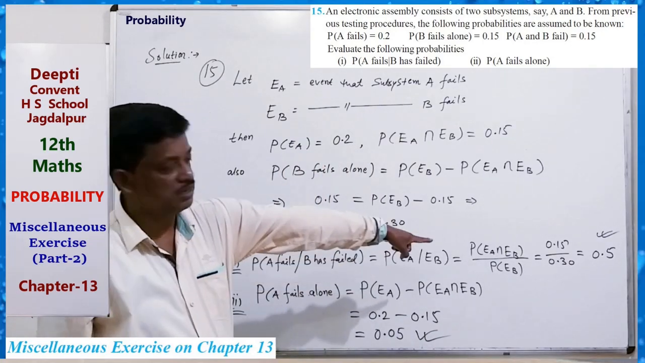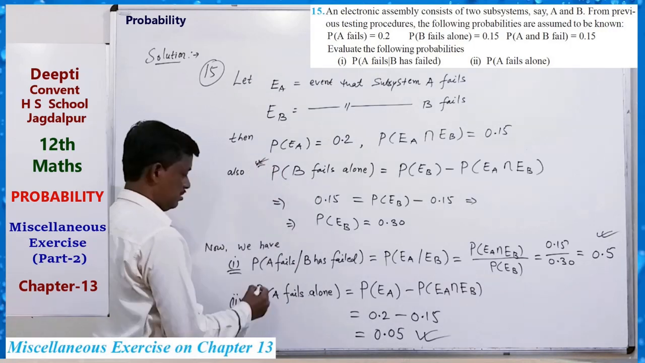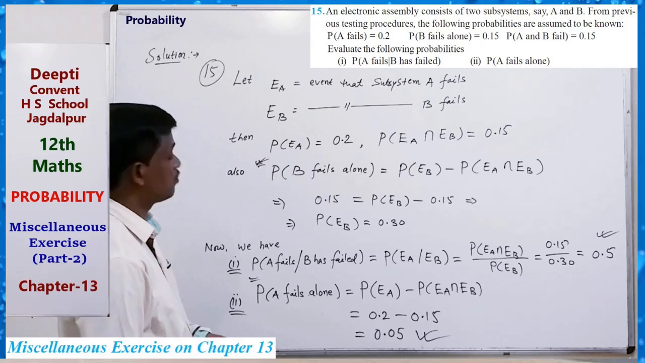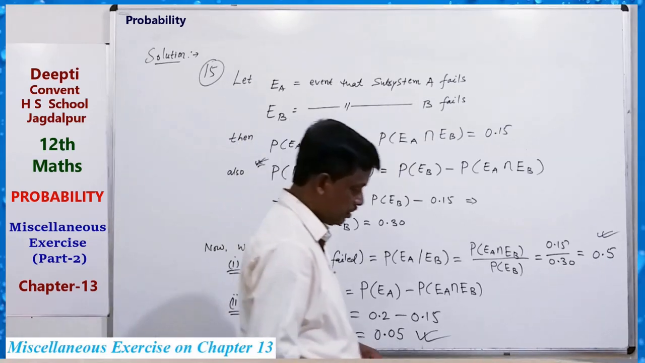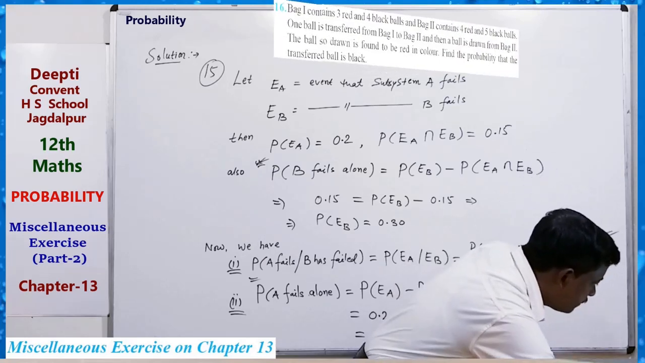Conditional probability is used here, and this formula is the main one. Very, very important. Okay, so this is the solution of question 15. Now question 16.